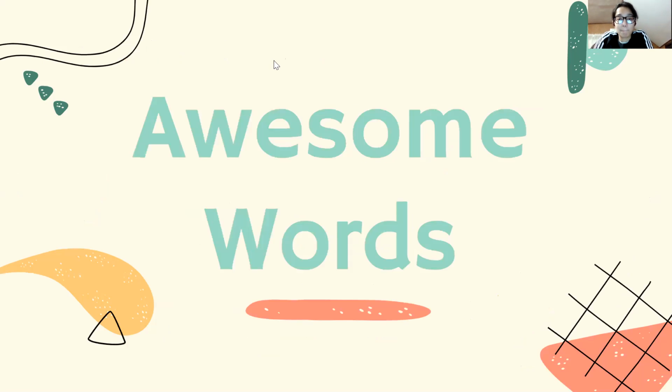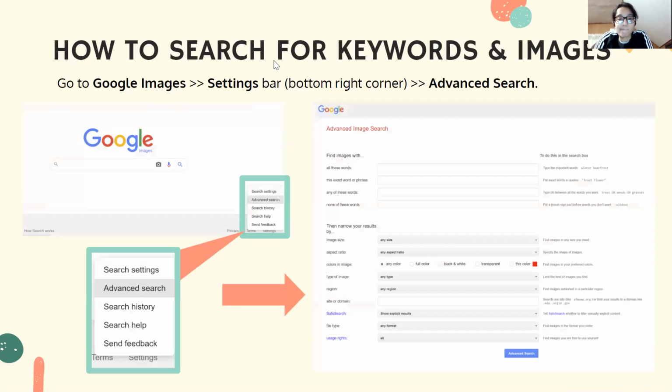Okay. So now we're going to go more into keywords and what you should look for when searching for images. First you can go to Google Images, you just type in Google Images and it should take you to the web page you see on the top left. Then on that screen in the bottom right corner, there should be a settings bar. If you click on that, there's an option to click on Advanced Search, which should take you to the screen on the right.